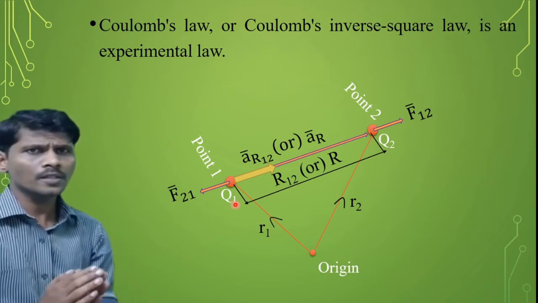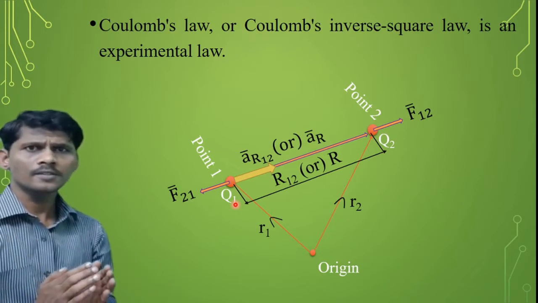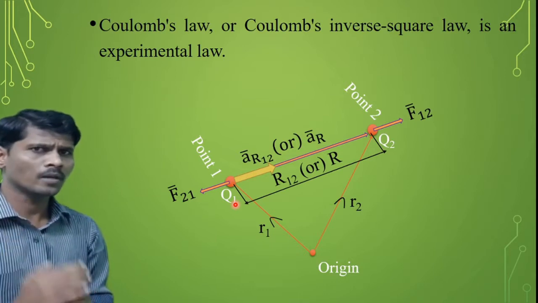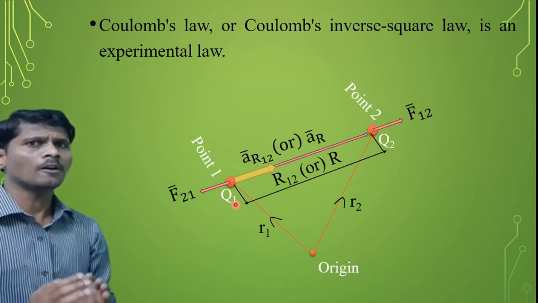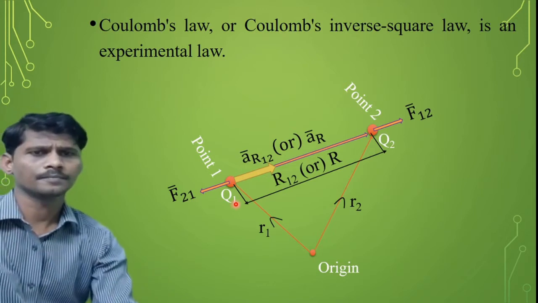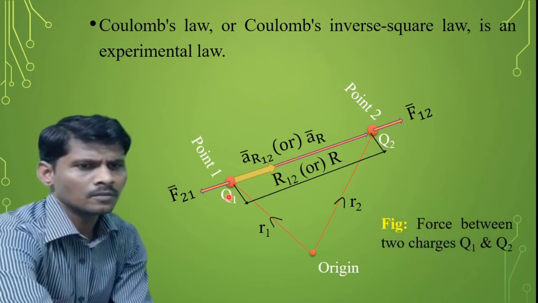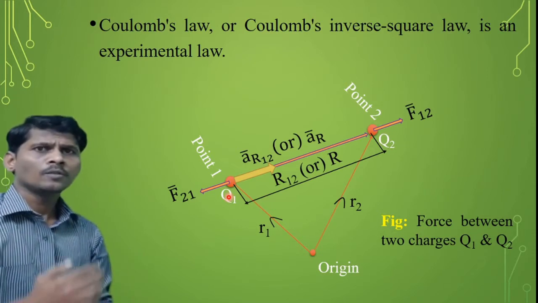Both the forces are the same in magnitude but opposite in direction. F12 bar and F21 bar are the two forces. Both are the same but opposite in direction; the sign is opposite. So that is the figure of Coulomb's law.